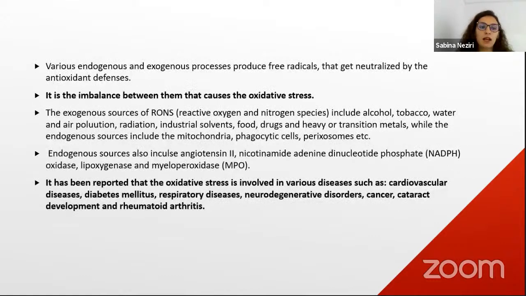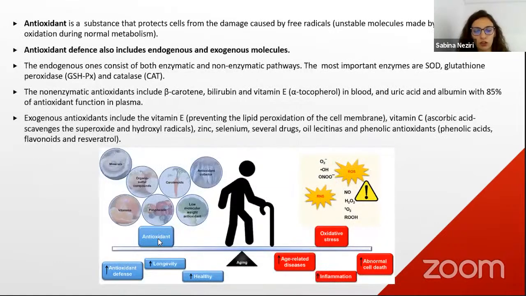There are endogenous and exogenous processes that produce free radicals, and the same exists with antioxidants too. Antioxidants are substances that protect cells from the damage that is caused by free radicals, and when the antioxidants and the free radicals are not in balance, oxidative stress is produced.